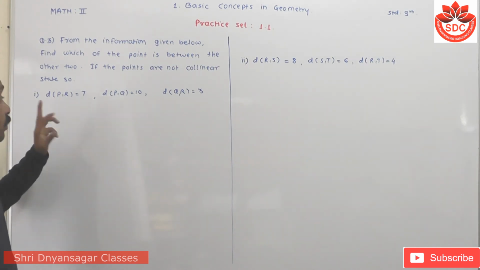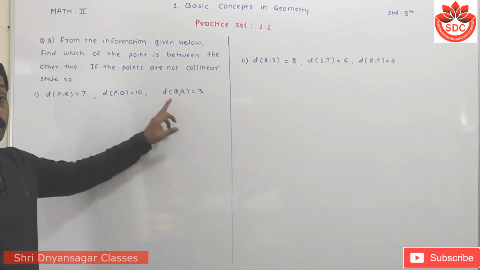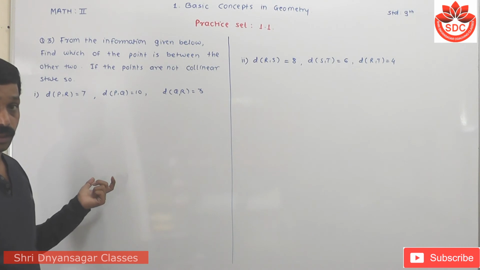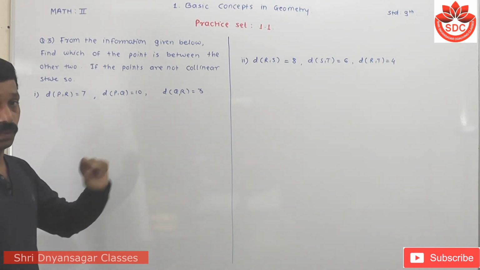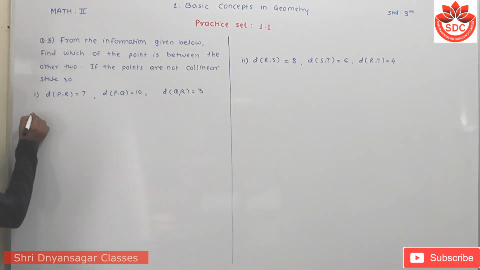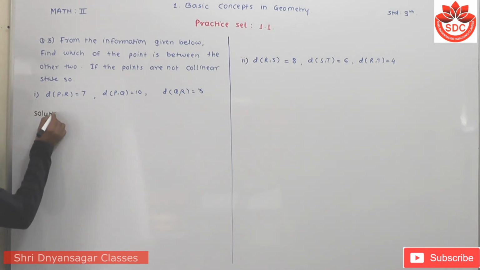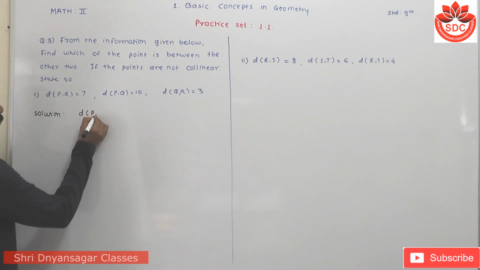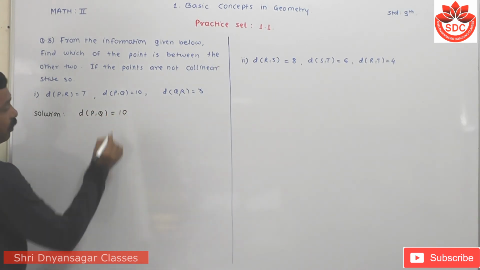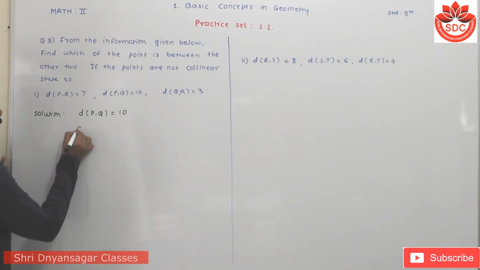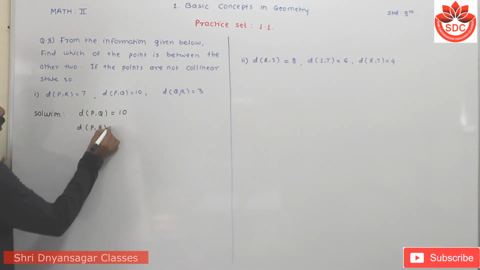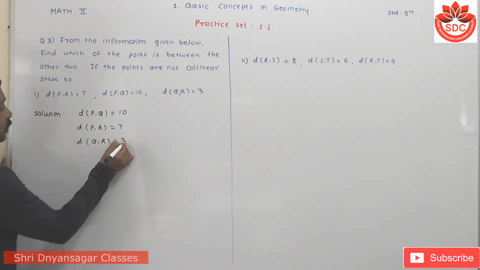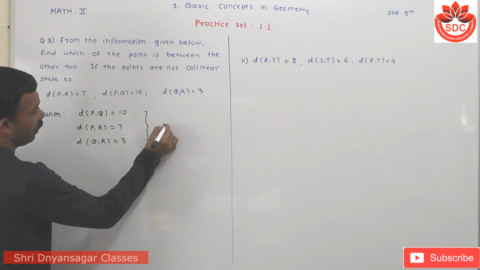If the sum of these remaining two distances is equal to this bigger one, then these three points are collinear. Otherwise, they are non-collinear. So, the solution of this question is, now it is given here, distance of PQ is 10 units. Then distance of PR is equal to 7 and distance of QR is equal to 3. All these are given.